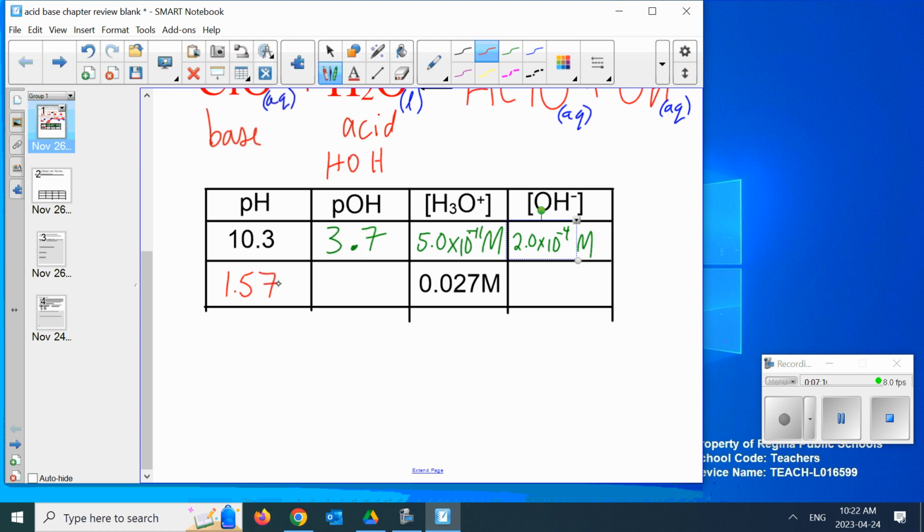Now, I'm thinking, I'm just going to do it on a calculator and see. I think you need to do proper rounding, but I may have made a mistake. So I'm going to go negative log, my calculator, of 0.027. I get 1.568. That means I need to round it up.